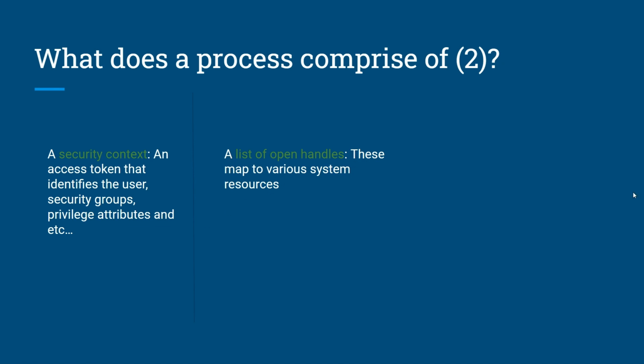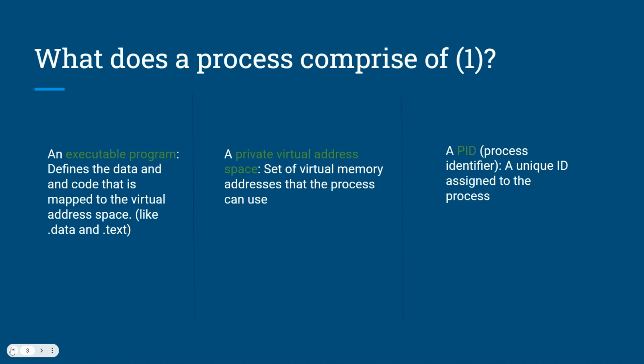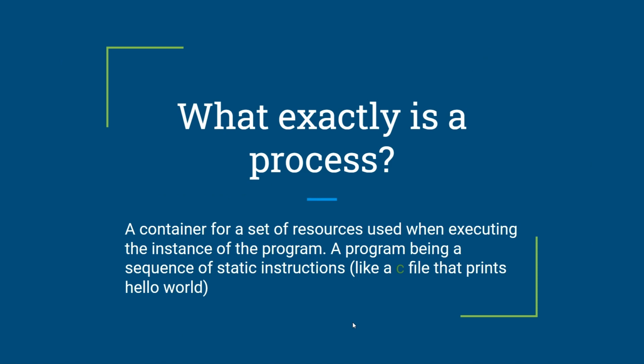And finally, a list of open handles. These can be files, these can be system objects. Maybe there's a library or function in a DLL file and it opens a handle to that. Basically, you can think of it as accessing different system resources to perform operations in your process. Yeah, I guess that's it.